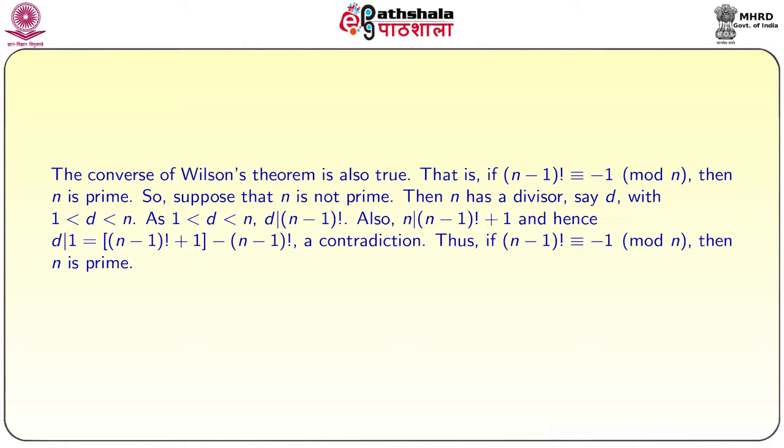So, now d also divides (n - 1)! + 1, but already we have that d divides (n - 1)!, so d divides 1, which is a contradiction. It is because we are assuming d is strictly between 1 and n. So, our assumption that n is not prime is wrong. So, n has to be prime. So, if (n - 1)! is congruent to -1 mod n, then n is prime. So, this is an if and only if condition, which is nice: n is prime if and only if (n - 1)! is congruent to -1 mod n.